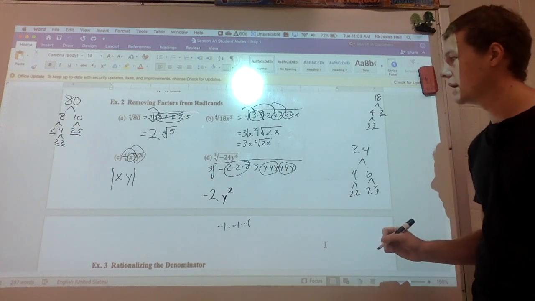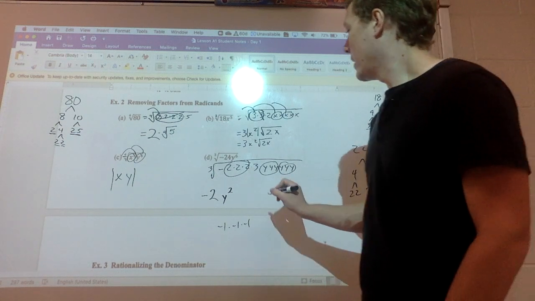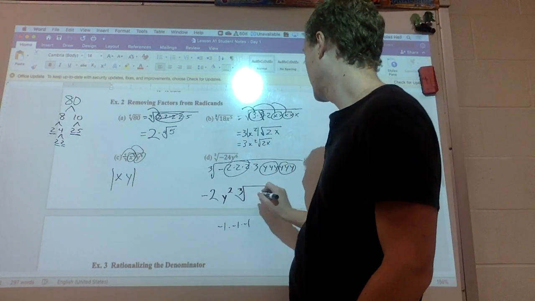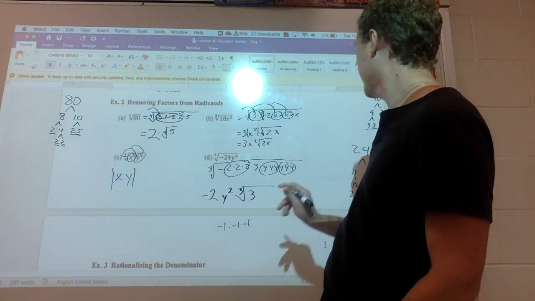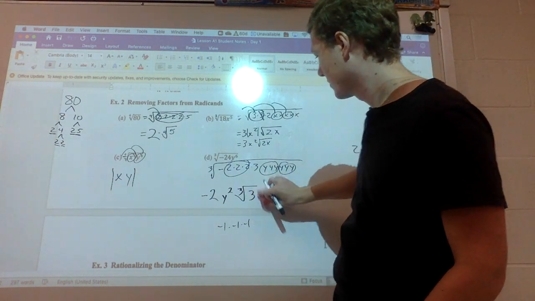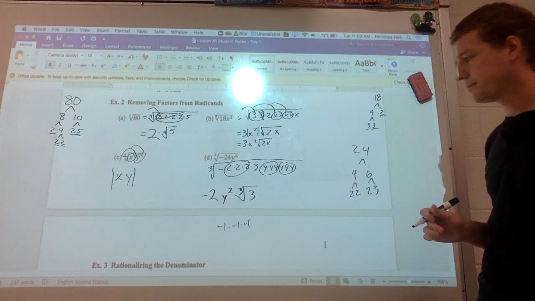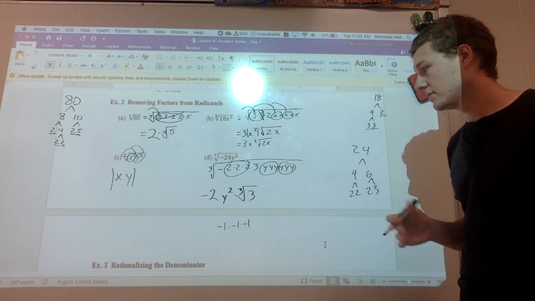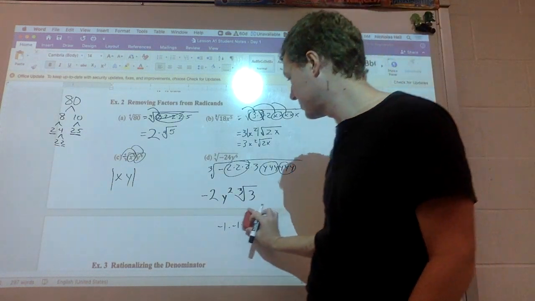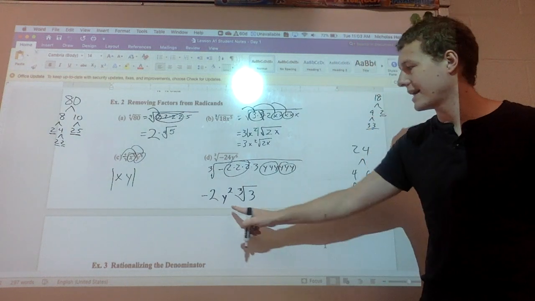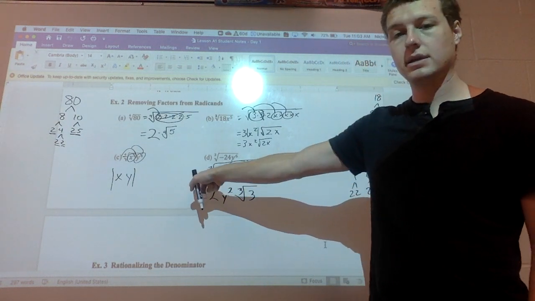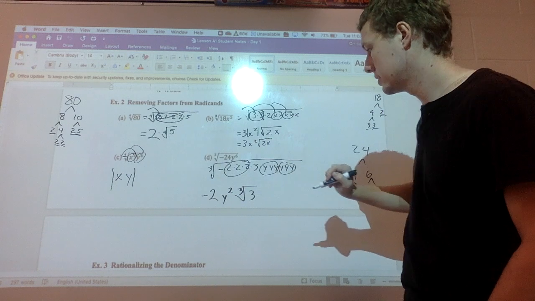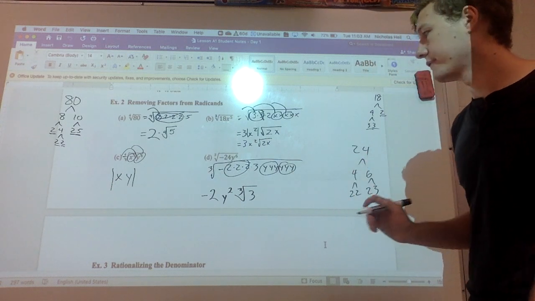We're multiplying. And what's left is a 3. That's it. There you go. So that's your fully simplified answer. I'm not using absolute values here because this index is odd. So that is your final answer.